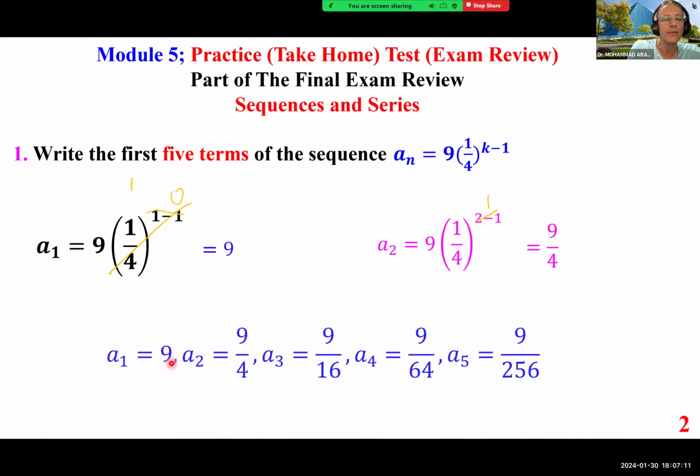So the first one is 9, the second one is 9/4, and we continue. We get 9 over 16, 9 over 64, and 9 over 256 as the 5th term.